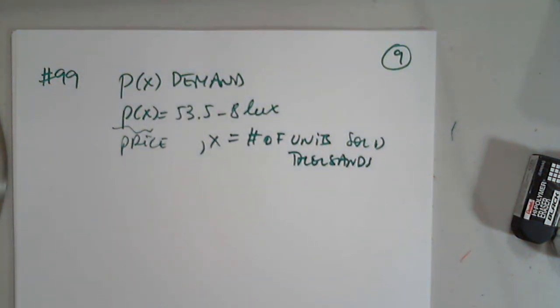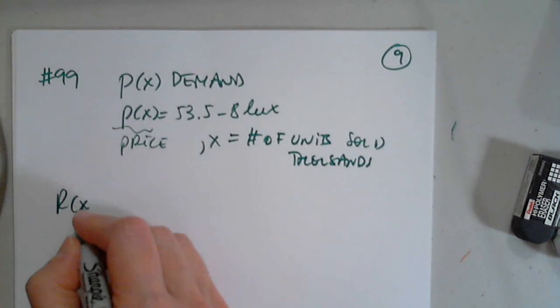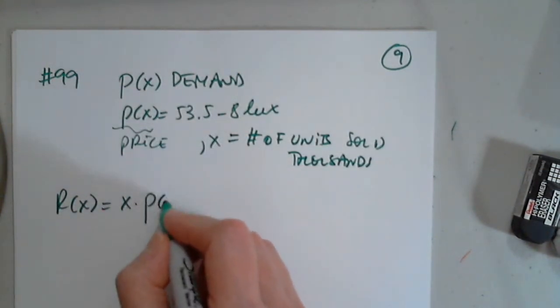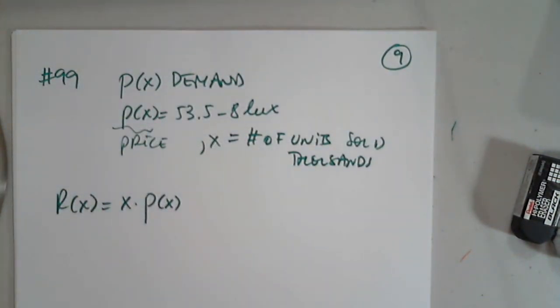Recall the total revenue is given by R of X, the number of units times the price. Find R of X and then find marginal revenue. Is there any price at which revenue will be maximized? We'll see in a moment. So first R of X and then the marginal.